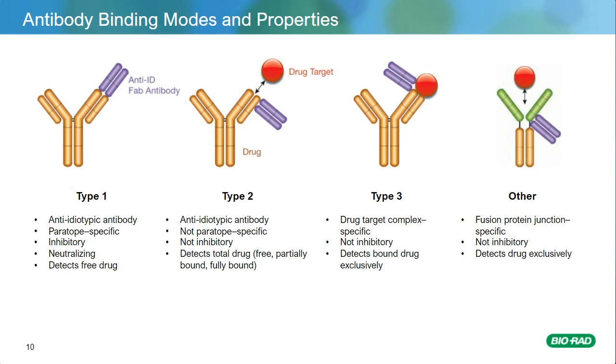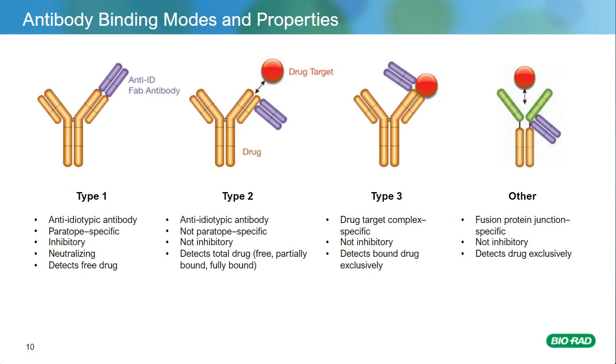For customers who know that the target of their drug is going to be present in the serum as well as the drug itself, they often require a type 2 anti-idiotype. This is an anti-idiotype which will recognize a unique feature outside of the paratope of the drug antibody. What this will allow the customer to do is measure the total drug regardless of whether that drug is in the free form or in the complex form with its own drug target.